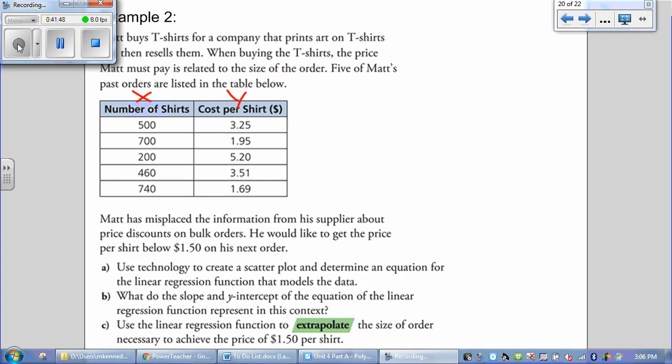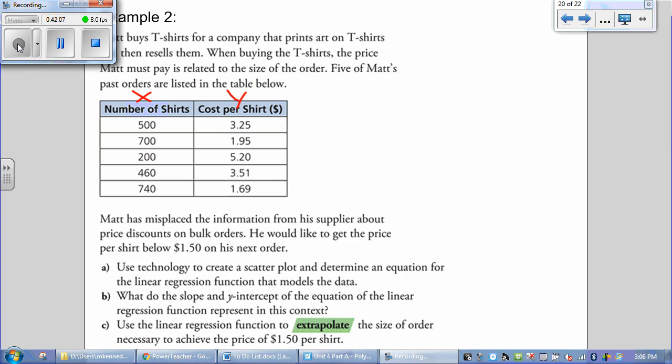Y minimum. My lowest price I ever had was 1.69. I'm going to go a little below it. I'm going to say $1. My highest price I ever had was 5.2. I'm going to go a little above it. I'm going to say $6. So I've set my window now.